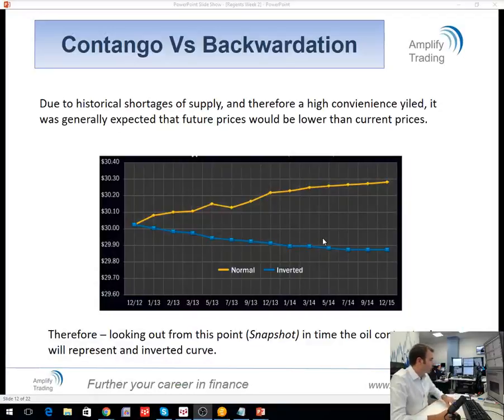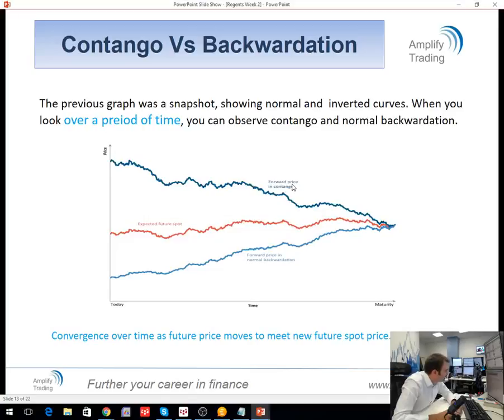But anyway, when we talk about contango and backwardation, what I want you guys to think about is if we have a normal curve, so if oil in the future is more expensive than oil today, in what direction is that futures contract going to move towards the current cash price? And what you're going to see is something like this, where a forward or future price in contango moves down towards the expected future spot price.